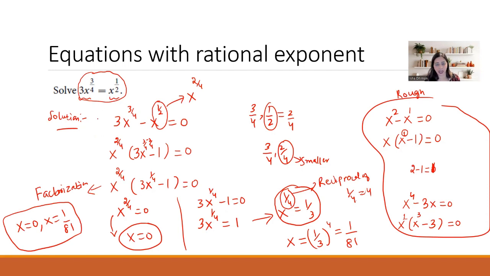So this is another type of equation with rational exponent. Obviously the technique is a little bit detailed, longer, but if you're clear with the concept of factorization and zero product property, you should be able to do that. Right? So practice more questions like this towards the end of the chapter.